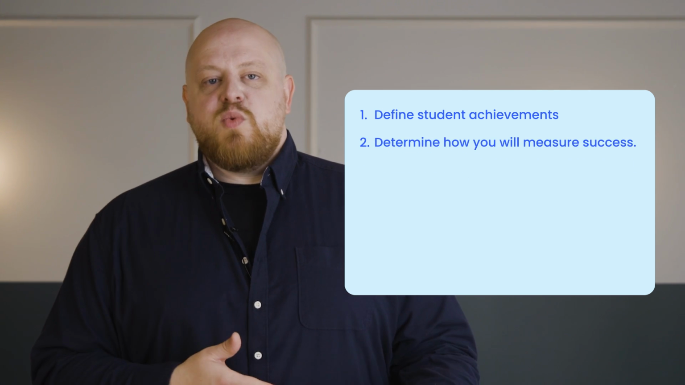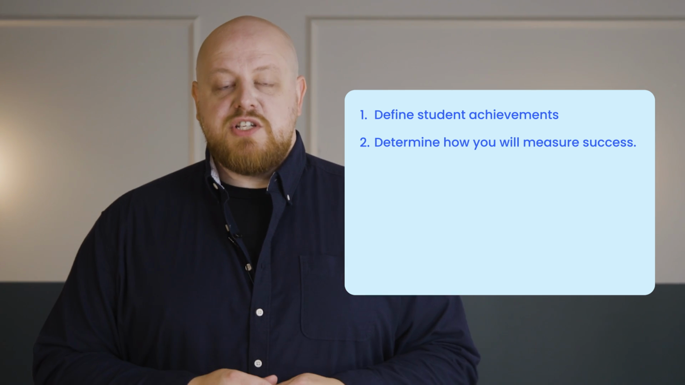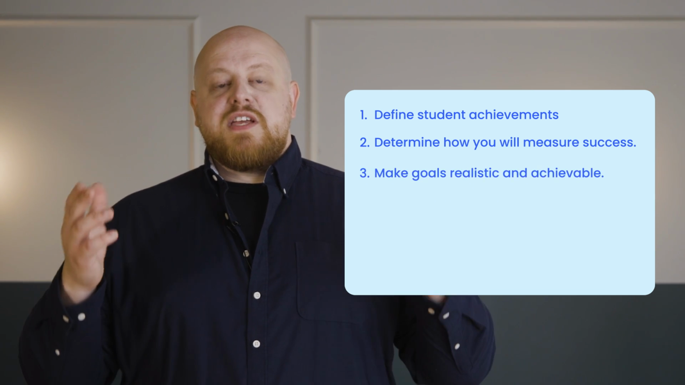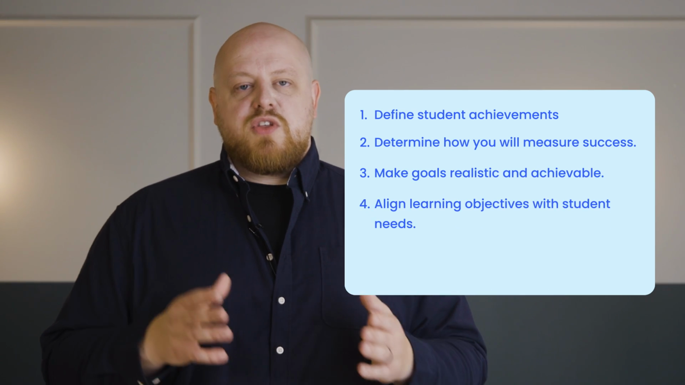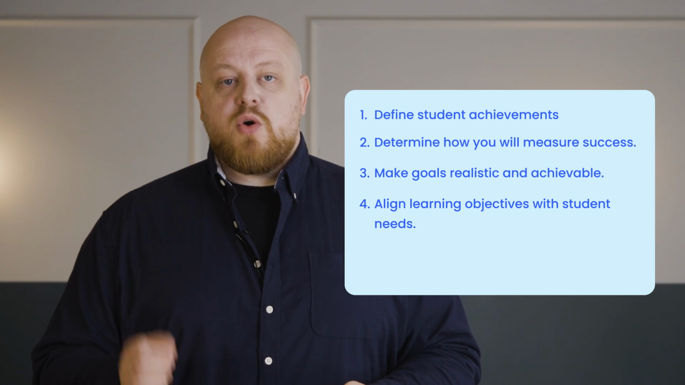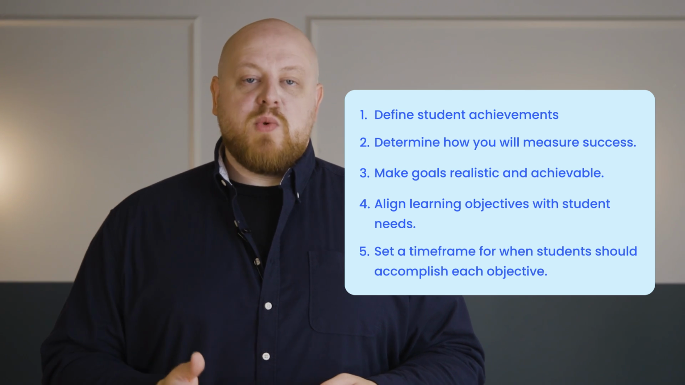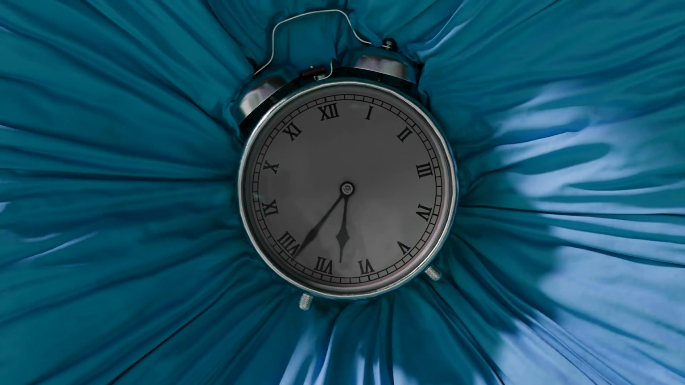Next, determine how you will measure success. Will it be through quizzes, assignments, or practical demonstrations? Having measurable objectives allows you to track progress. Next, you want to make sure that your goals are realistic and achievable throughout your course modules. Avoid setting unattainable expectations that might discourage your students. And then align your objectives with the course's overall theme and your students' needs. Each goal should contribute to the course's overall purpose. After that, make sure to set a time frame for when students should accomplish each objective. This helps create a structured learning experience.